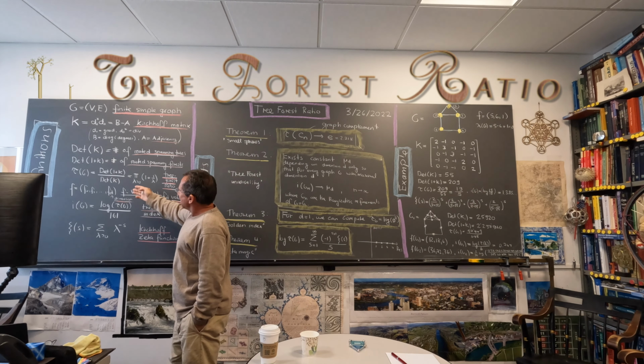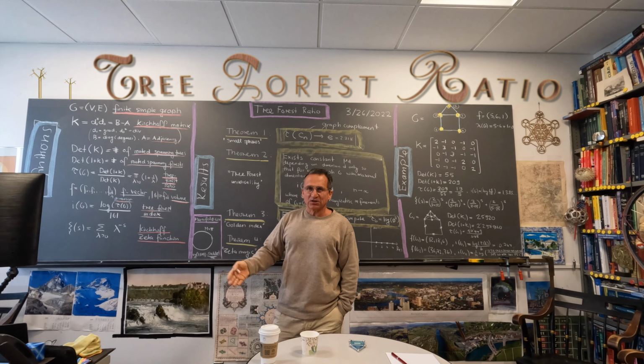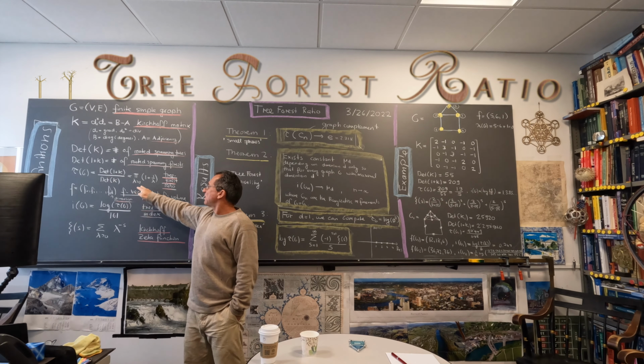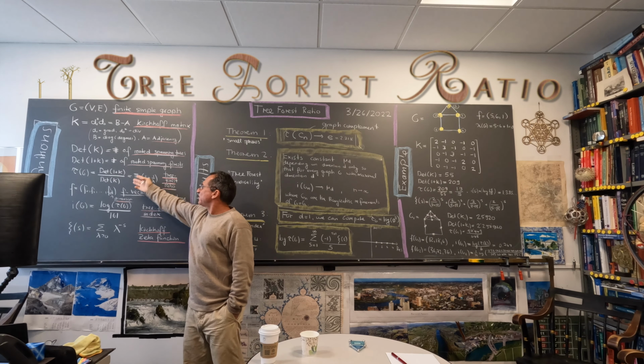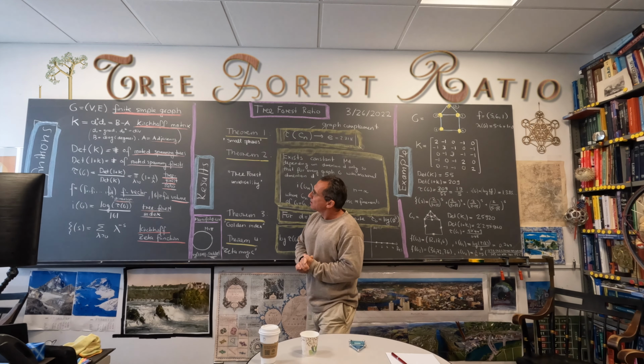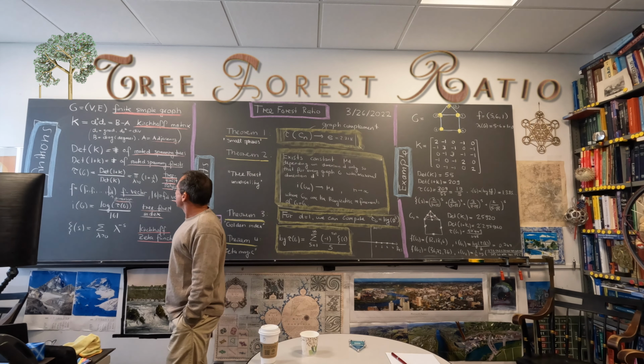But what it is, is you just write down this determinant of 1 plus K over the determinant of K. And then what you have is the product over the non-zero eigenvalues of 1 plus 1 over lambda. A very natural spectral notion, only depending on the spectrum of the Kirchhoff matrix. So I call this the tree-forest ratio.